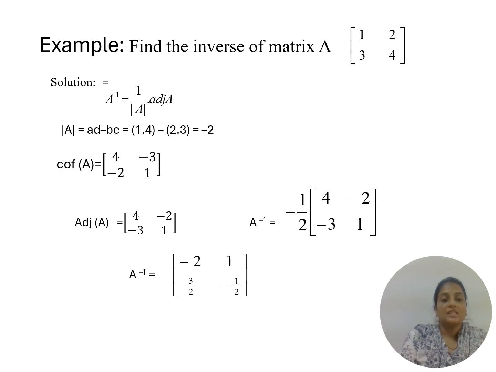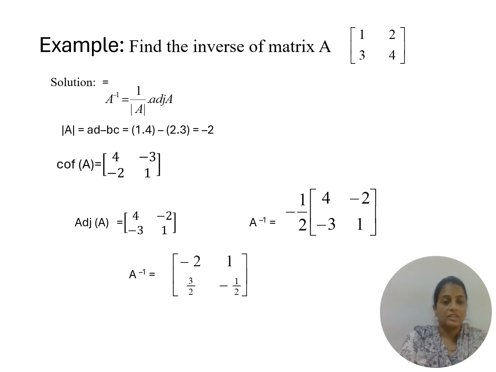Next, find the inverse of the matrix A is equal to 1, 2, 3, 4. If we find the inverse of any matrix, then we first check whether this matrix is square or not. Square matrix means rows equal to columns. So, here it is a 2 cross 2 square matrix, so we can find the inverse of this matrix. First we check the determinant of this matrix. If we get determinant equal to 0, then we cannot find the inverse of this matrix.